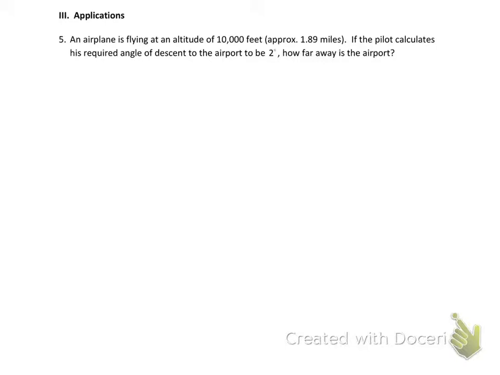Okay, so an airplane is flying at an altitude of 10,000 feet, which is approximately 1.89 miles. If the pilot calculates his required angle of descent to the airport to be 2 degrees, how far is the airport? So I'm big on pictures. It definitely helps visualize.